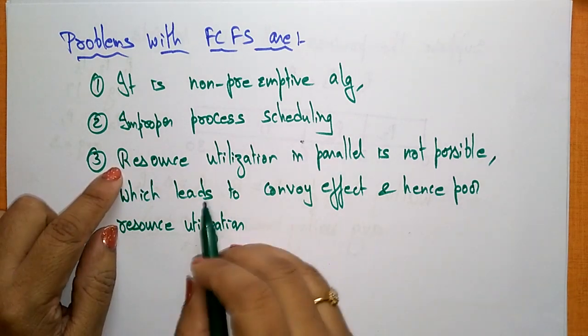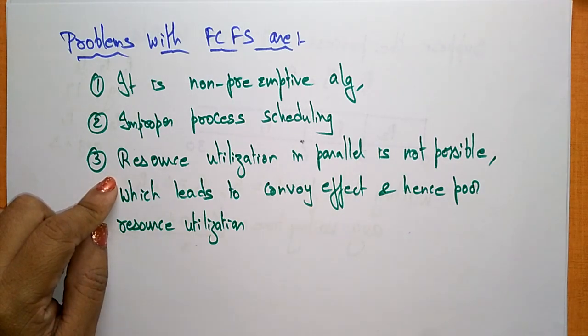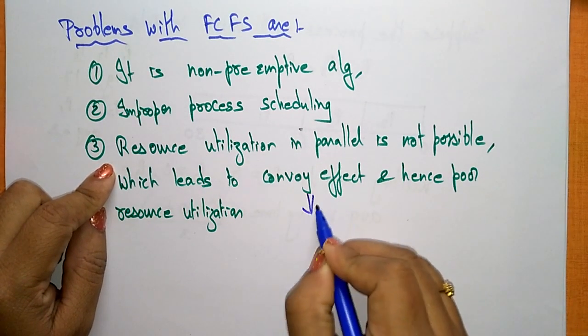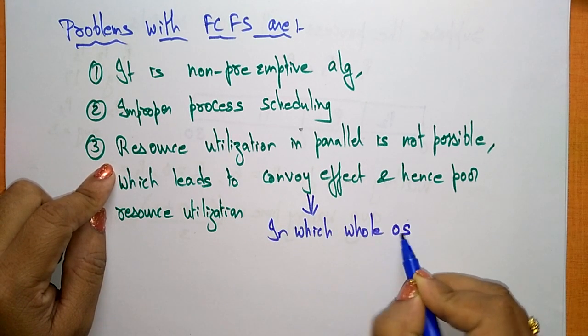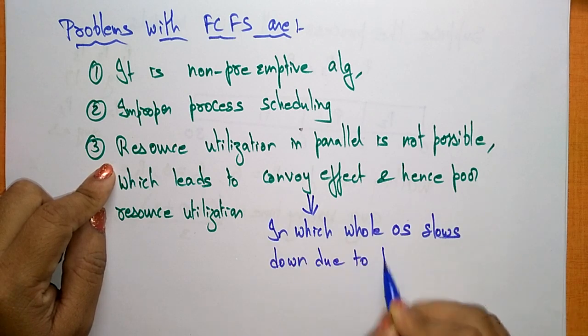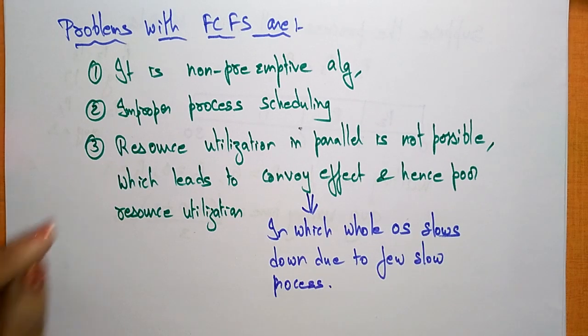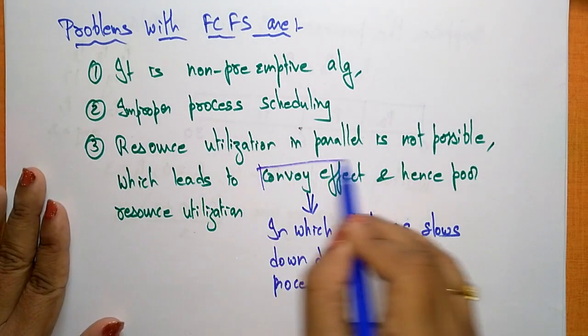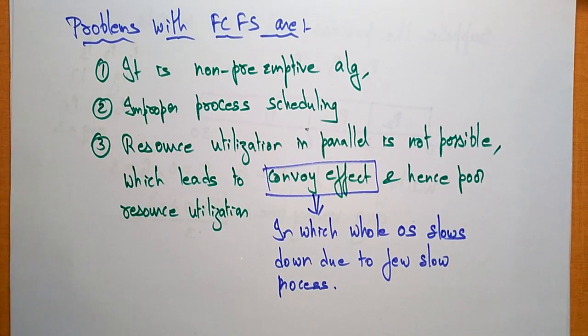So what is this Convoy effect? Here they are saying that if resource utilization in parallel is not possible, it leads to the Convoy effect. Convoy effect means the whole operating system slows down due to a few slow processes. Due to some few slow processes, the whole operating system is going to slow down. That you call a Convoy effect, which leads to poor resource utilization. So these are the problems that arise if you use the first come first serve algorithm. Thank you.